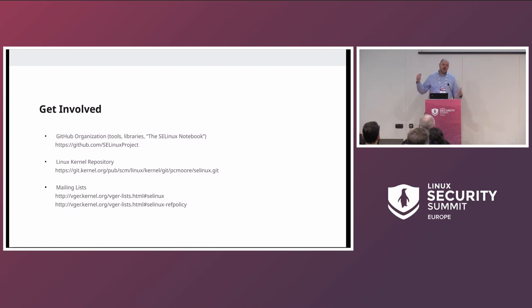Like I said, we've done a lot of work trying to consolidate everything under this GitHub project, so go check it out. That's got our kernel mirror, all the user space tools, libraries, the SELinux notebook, our logos, everything. So that's a good place to start. The canonical Linux kernel repository is under git.kernel.org. And finally, most of what we do is over mailing lists. We have two main mailing lists. The primary SELinux mailing list is where code development happens. And we also have a dedicated reference policy mailing list. So if you're primarily interested in SELinux from a policy development standpoint, and you don't necessarily care about the code, the reference policy mailing list is where you want to go.